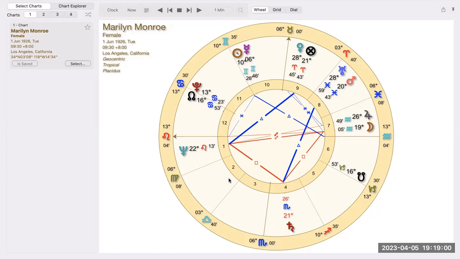And that's kind of a layer more than we actually need. All right, so we're just going to stick with our house rulerships based on cusp, and we're not going to look at the actual rulership of houses. Okay, thank you.